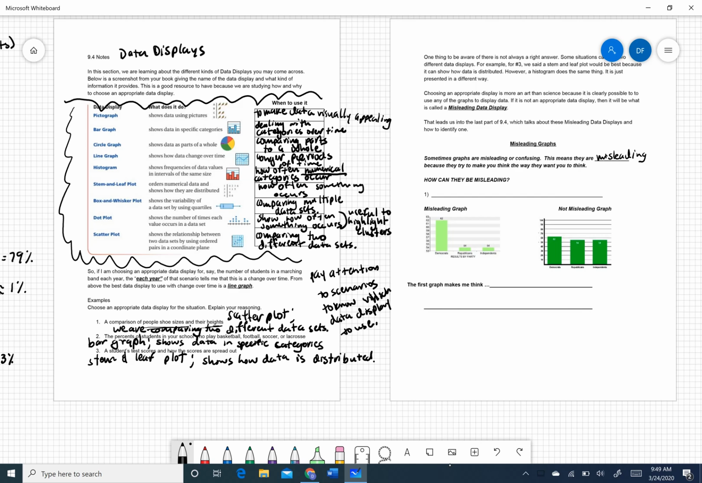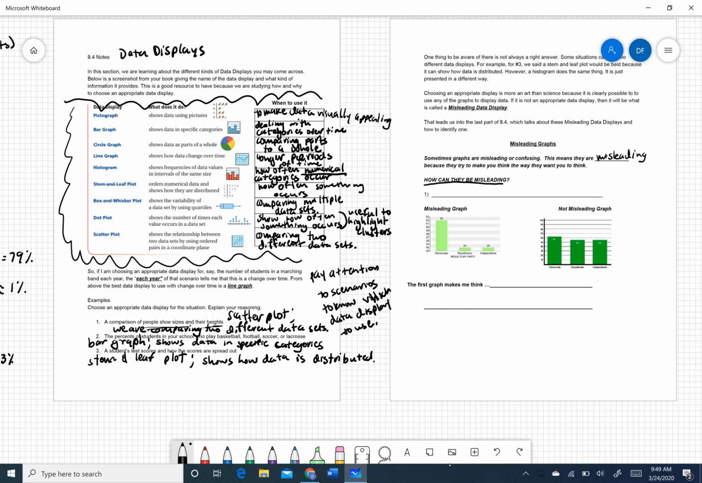So how can they be misleading? And so we're going to see a bunch of different options. How can a graph be misleading? And so for number one, if we look at these graphs, right? These graphs are showing the exact same thing, except in the first graph, in what's categorized as the misleading graph, it makes it look like the Democrats are far ahead of the other two categories, the Republicans and the Independents. Right? That's what it makes it look like.